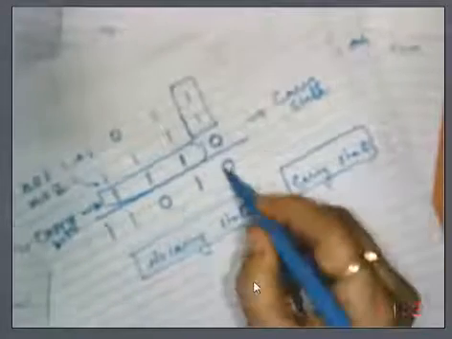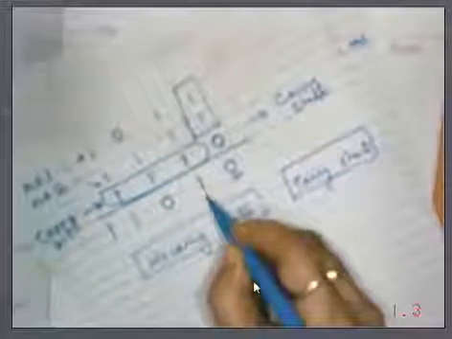This is a very simple example. Now, what will be the output? The output will be either 0 or 1. See here, this is representing my output. So my output will be 0 or 1. Is it clear?